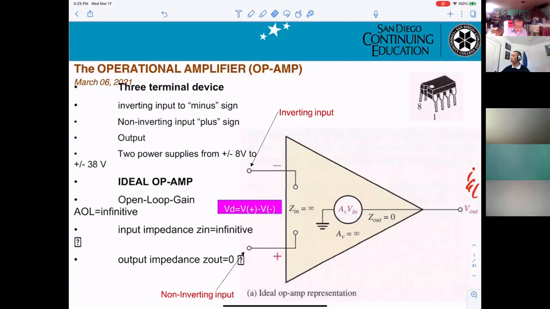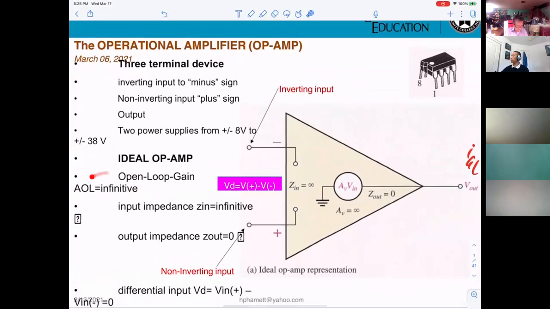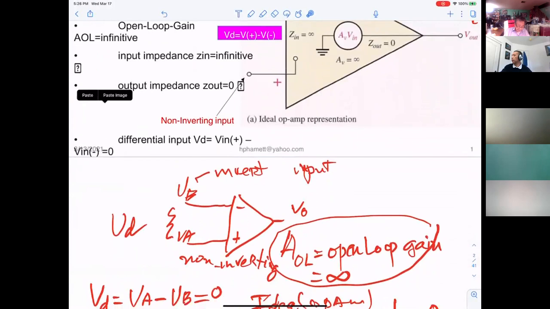For the ideal op-amp, the open loop gain they want to be infinity, input impedance infinity, output impedance zero. And the difference between V in positive and V in negative, they want it to be zero. That's what we already did last time.